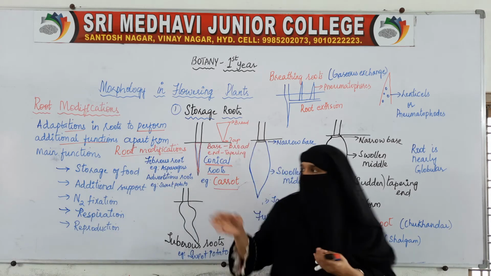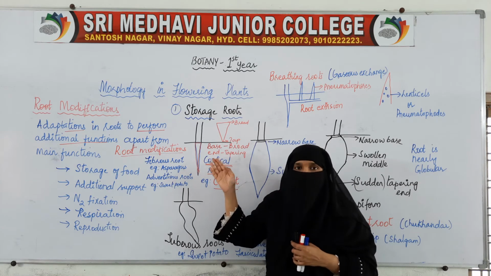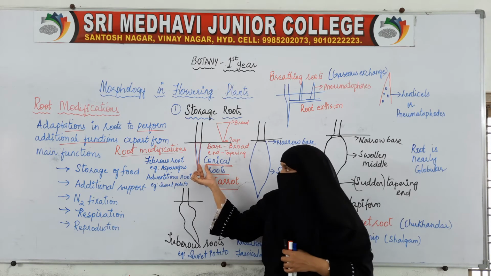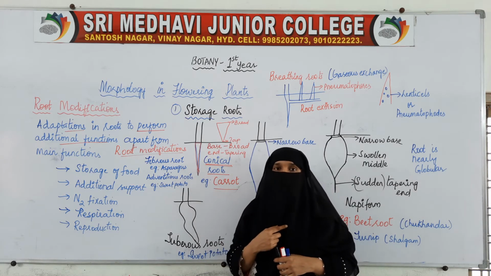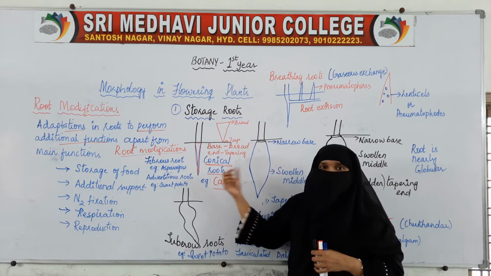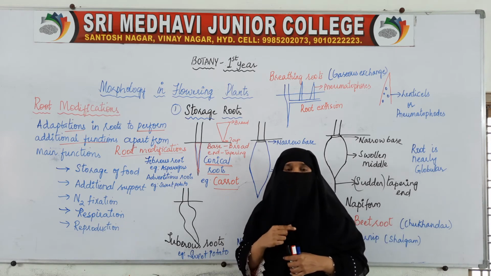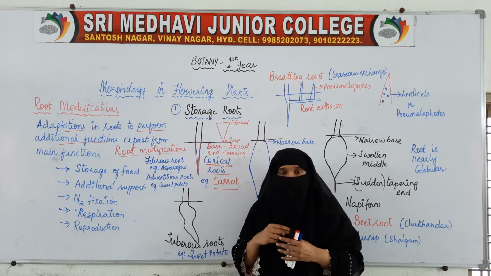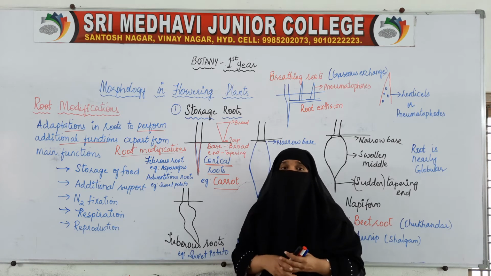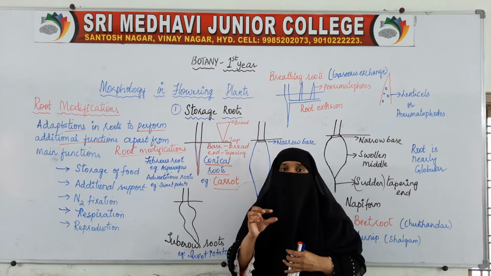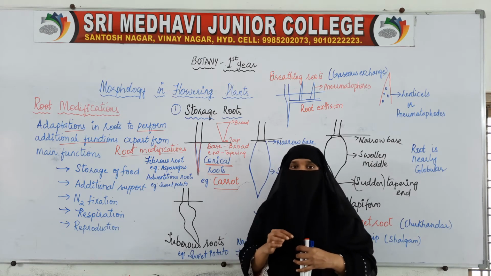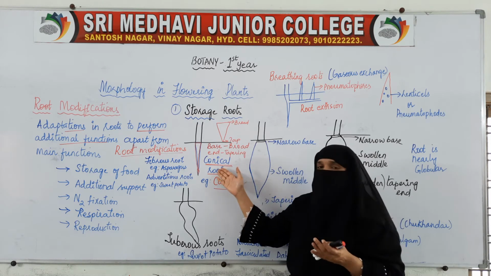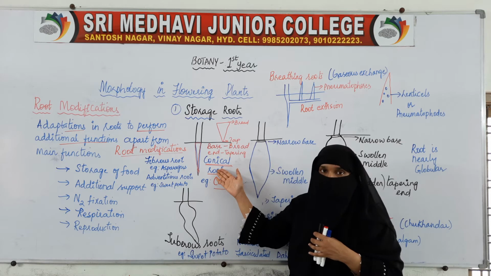So this is the root. This is an example of a tap root which stores food material. It is in the form of a cone, so that is why it is called conical roots. It stores food material. The carrot which we eat normally is nothing but a root. What are we eating when we eat carrot? Basically we are eating a root. That root has stored the food material, and the shape formed after storage of food material is conical.